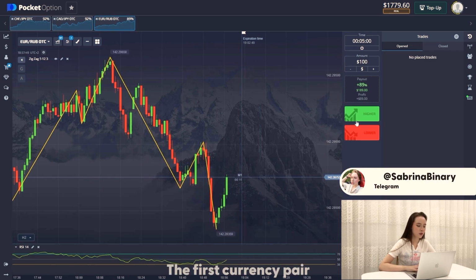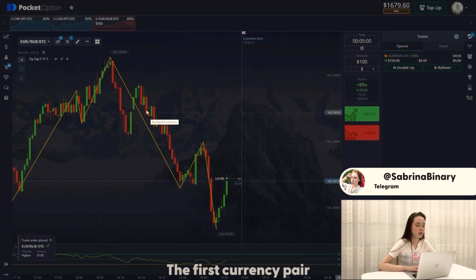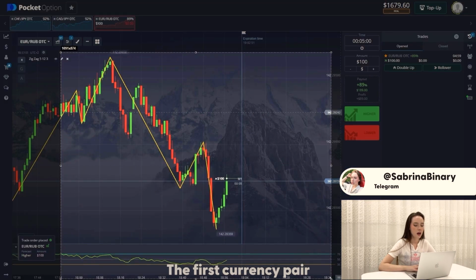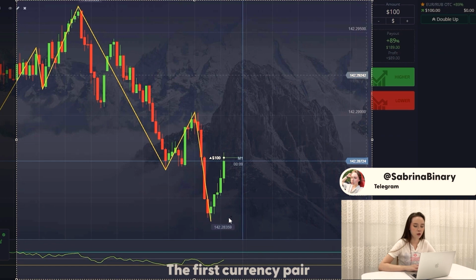A wonderful currency pair, and we immediately open a deal to increase the price, and the final local minimum was formed earlier. The zigzag indicator tells us about it. According to this indicator, it will go up, as will our chart. And the second indicator, RSI, is now in the middle area directed upwards. So it too tells us about the upward movement.